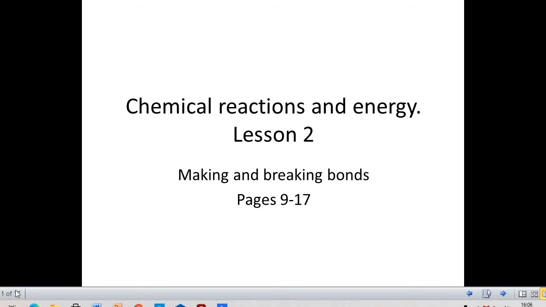So this is chemical reactions and energy for year 11, lesson 2. We're going to look at making and breaking bonds between pages 9 and 17, and hopefully you've numbered your booklet from lesson 1.